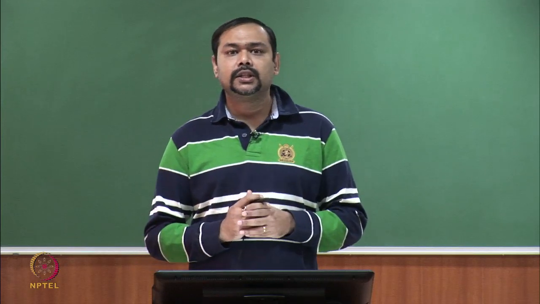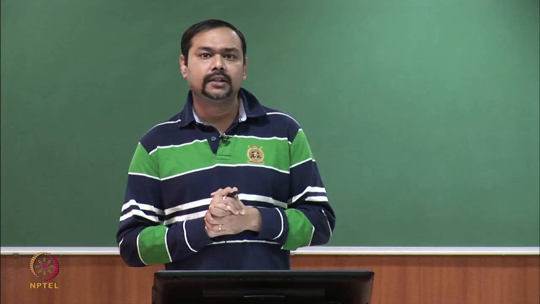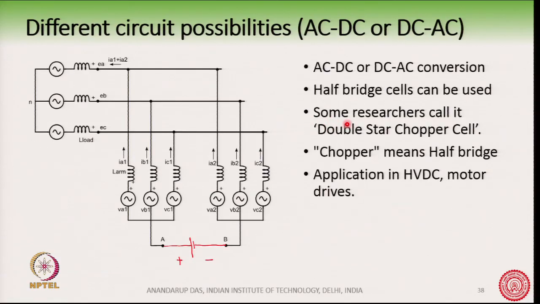However, you will see both these terms used frequently in literature. I would like to introduce you that sometimes people call the half bridge a chopper and the full bridge a bridge. Some researchers call this topology, the conventional MMC for AC to DC or DC to AC application, a double star chopper cell converter. Chopper cell you can understand because it is made up of half bridge, but why double star? The reason for double star is that there are 2 star connected converters here.